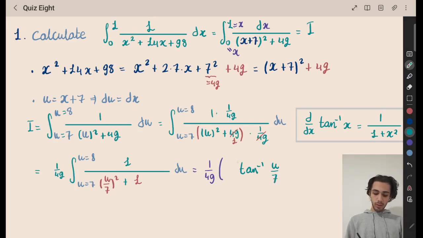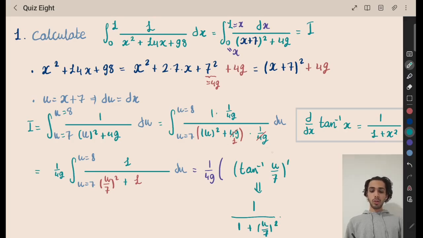If I take the derivative of this, I would get the derivative of the outside function, which is 1 over 1 plus u over 7 squared. But then this is a composition of the tan inverse function and u over 7. So I still need to multiply by the derivative of the inside function, which is u over 7 prime. In this case, this would be 1 over 7. So I get 1 over 7 times this thing. Okay, that's not too bad.